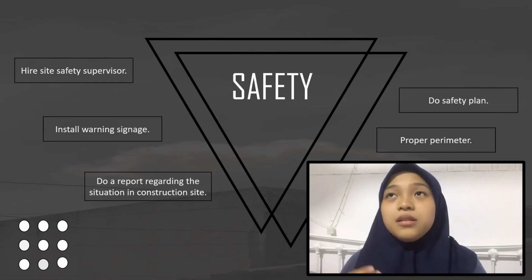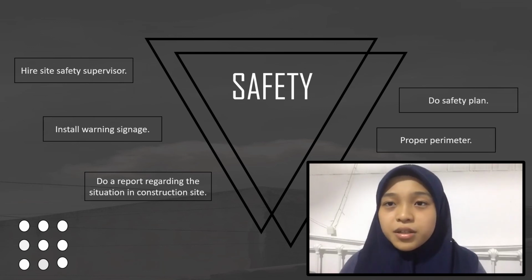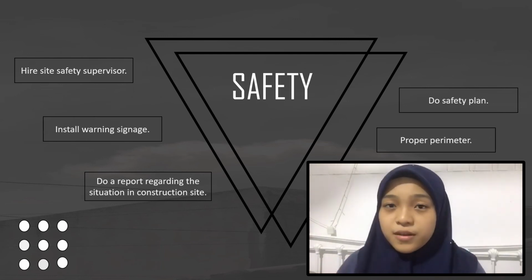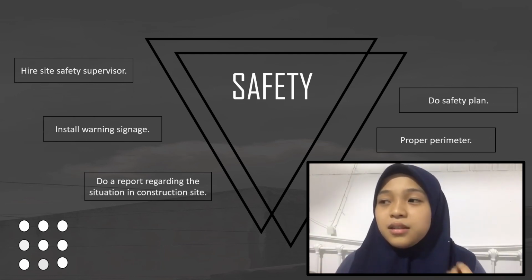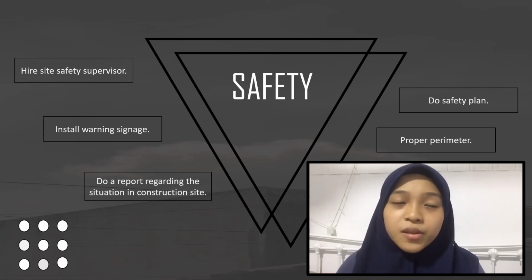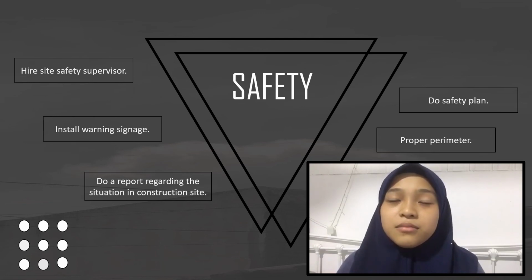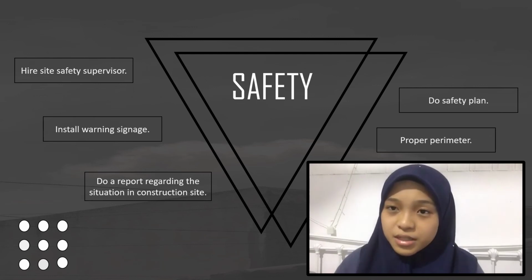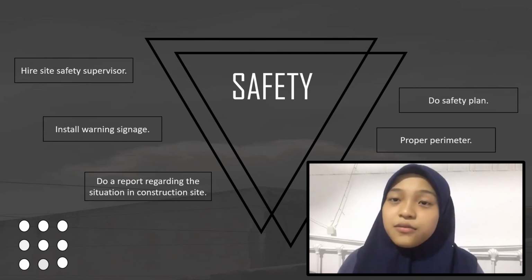For example, a crack on a concrete wall, we must report it immediately to the site supervisor so that they can take action to solve the problem. Okay, the sooner the issues are addressed, the lower the risk of an accident happening.